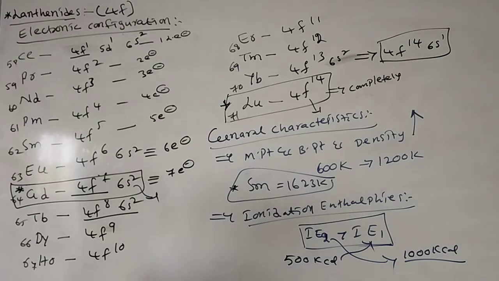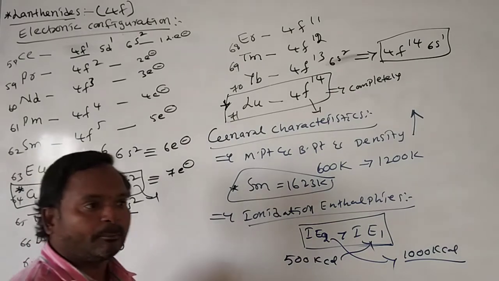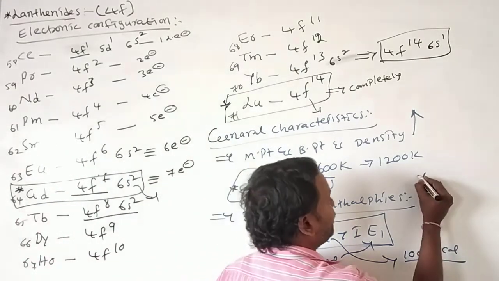More than 1000 kilocalories. This is the ionization enthalpies and general characteristics of lanthanides. Then see the chemical properties of lanthanide. Lanthanum reacts with some elements and forms some compounds. We'll see in continuation.